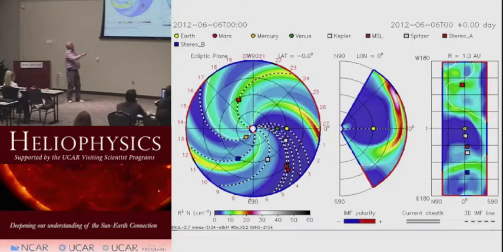The colors are the density. And actually, they multiply it by r squared, so it doesn't fall off too rapidly. We'll get to how this thing falls off. But this is the structure of the solar wind.